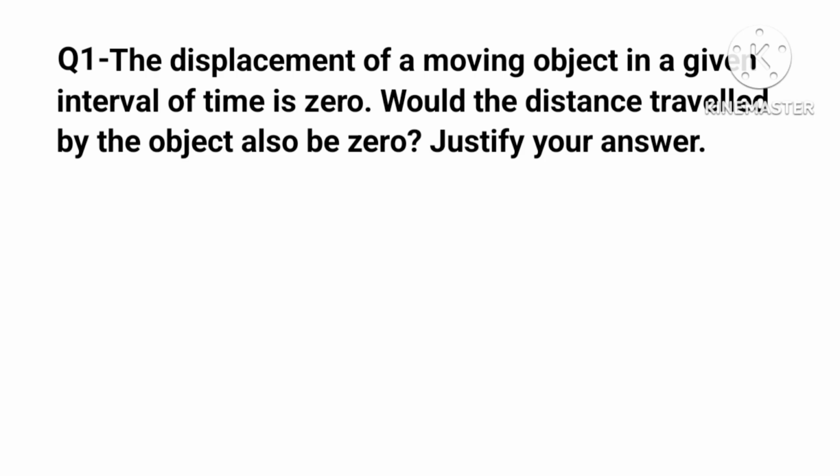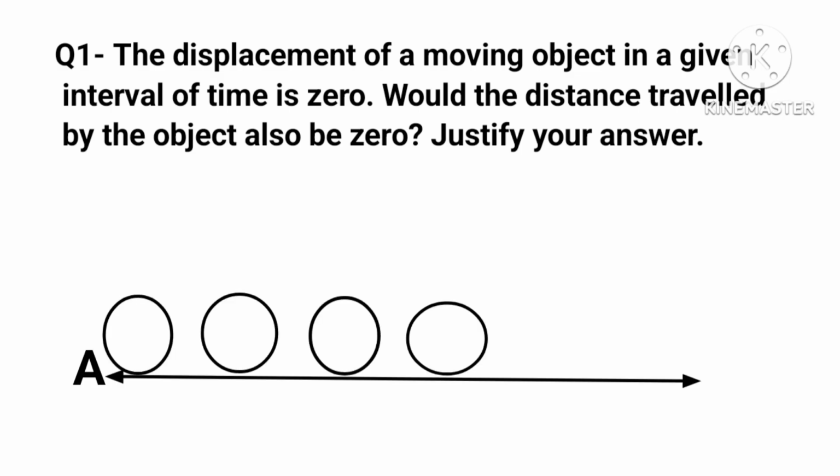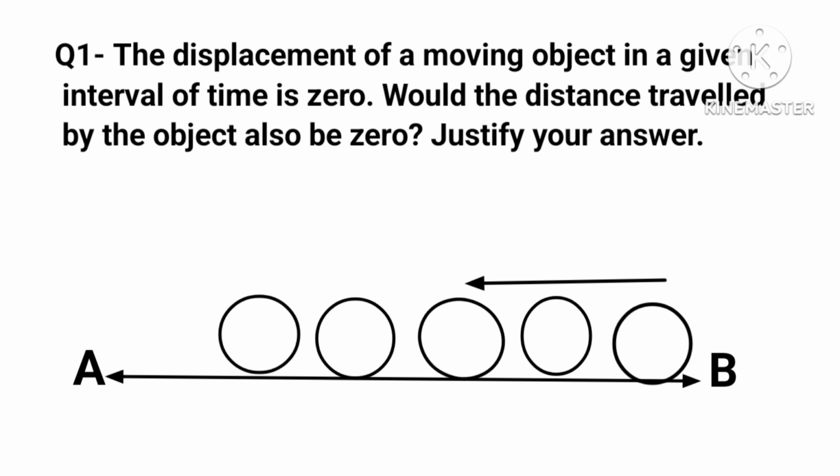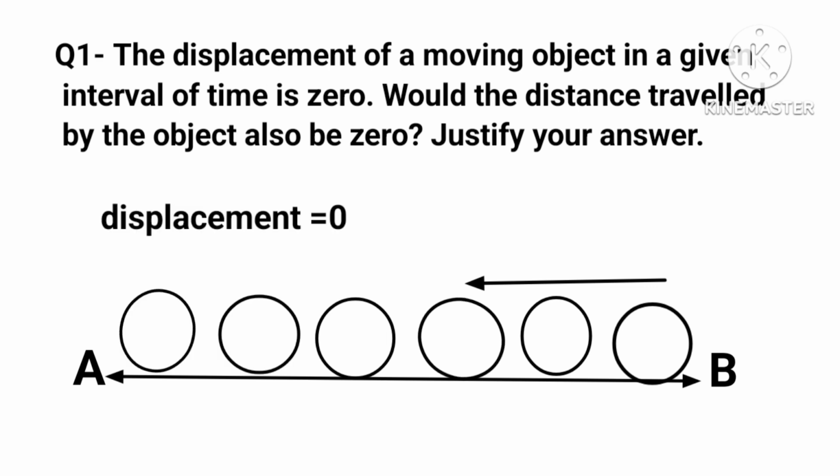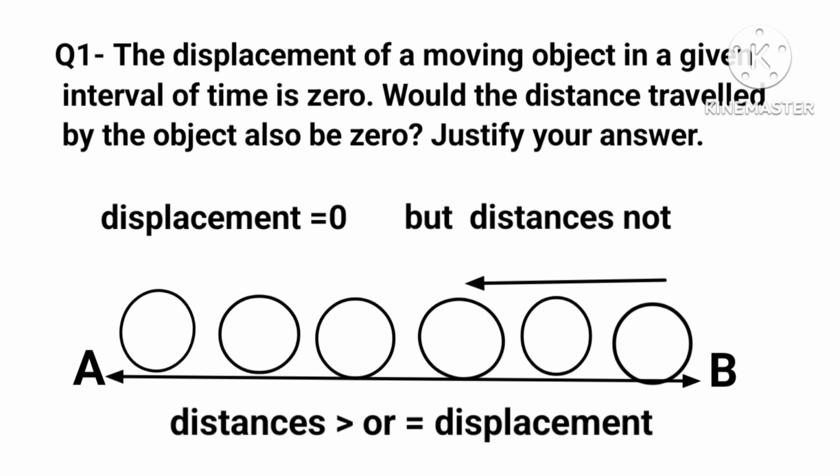The displacement of a moving object in a given interval of time is 0. Would the distance traveled by the object also be 0? Justify your answer. Let a body move from a point A to a point B, then back to the same position A. In such cases, displacement will be 0, but distance is not, simply because the final position is the same as the initial position. Distance is always greater than or equal to displacement.